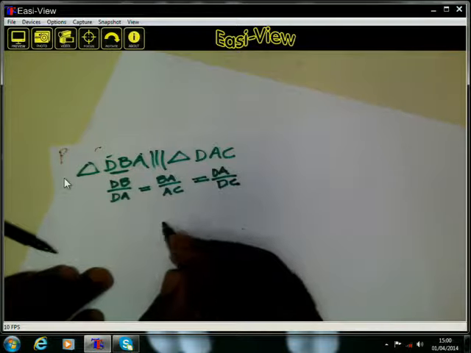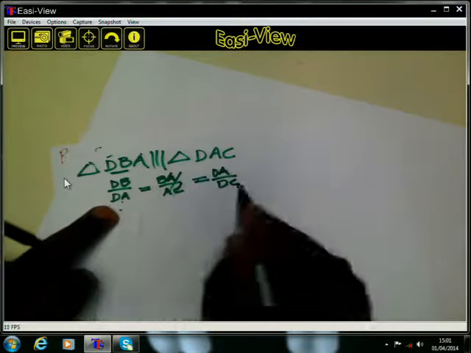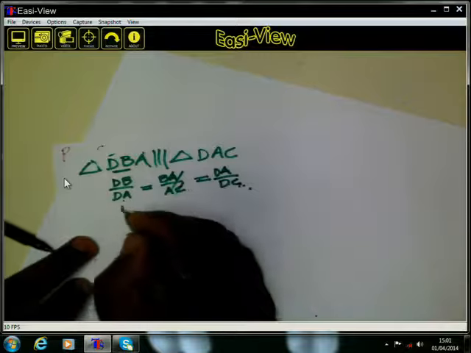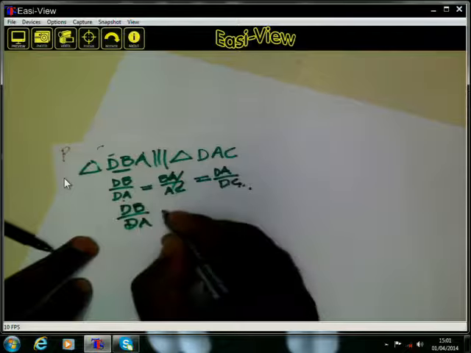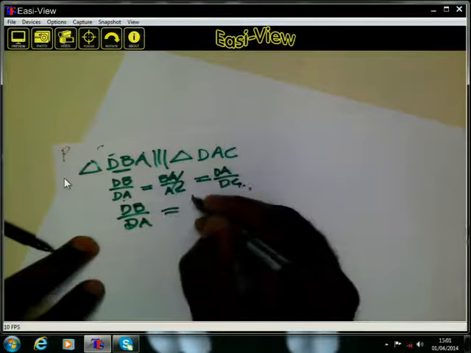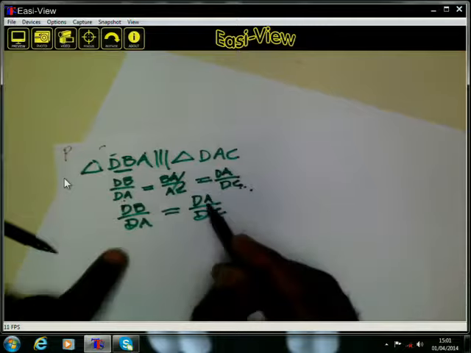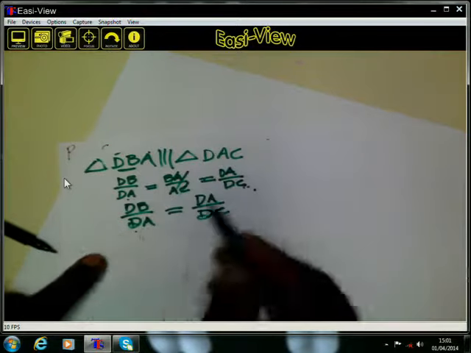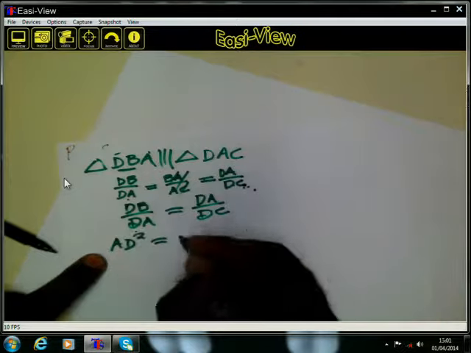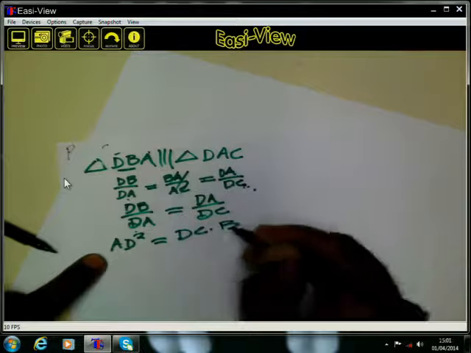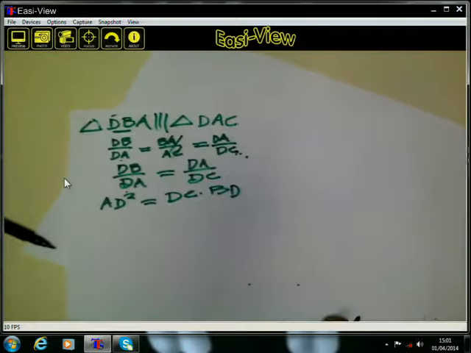Also being equals to that. Now it means, since I cannot come up with a conclusion for this, I can stick by these two relations, wherein now I'm going to have DB over DA being equals to, because they are in proportion, DA over DC. So that now it allows me to have my cross multiplication, wherein now I'm going to have DA or AD squared, which is now going to be equals to DC multiplied by BD. Now these are the conclusions that I've had, guys.